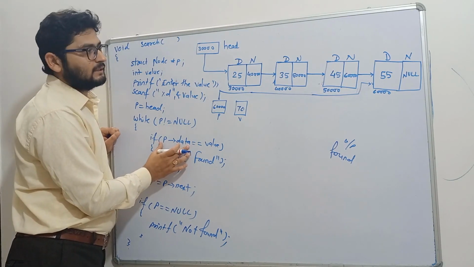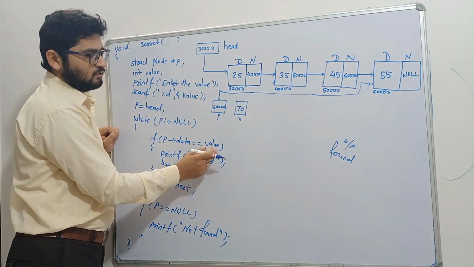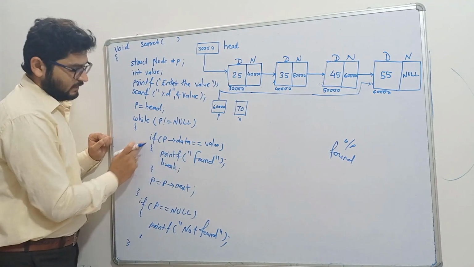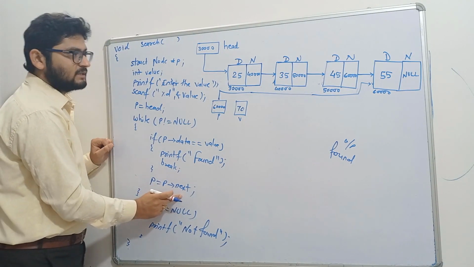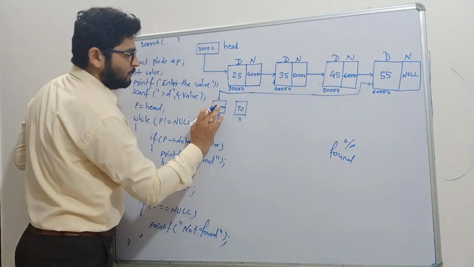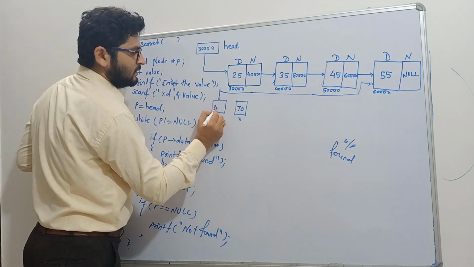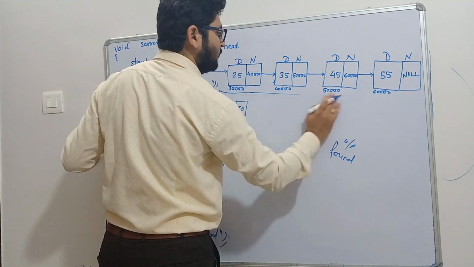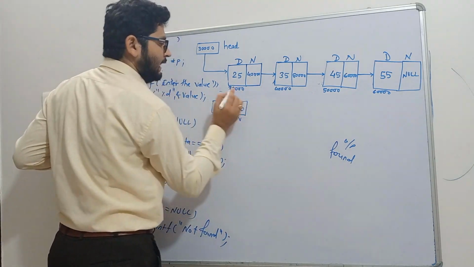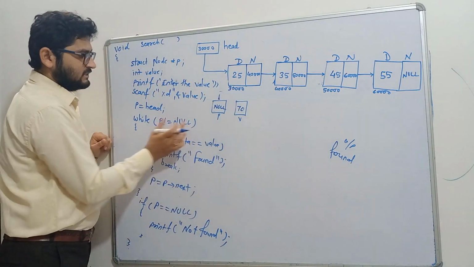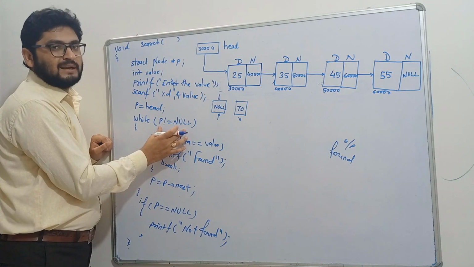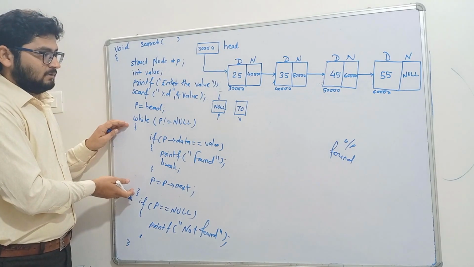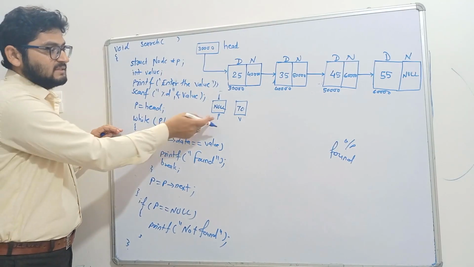But again, P arrow data, that is nothing but 55. 55 is not matching with 70, so the condition is false. So again, it will come over here and P equal to P arrow next. That means this null will be copied in this P, so this will become null. Finally, P is not pointing to any node. And it will again come over here and check: null is not equal to null. That is false. So now this while loop has completed, and at the end of the while loop, the P is null.